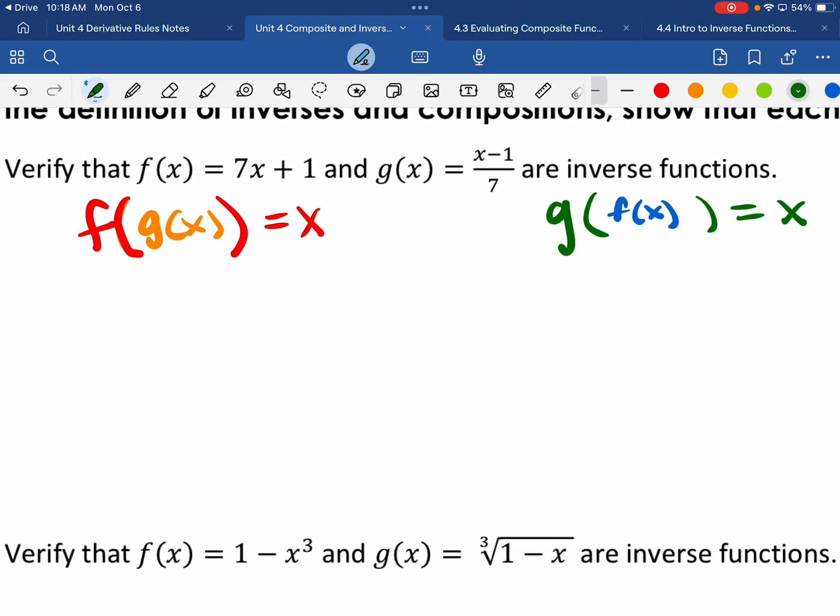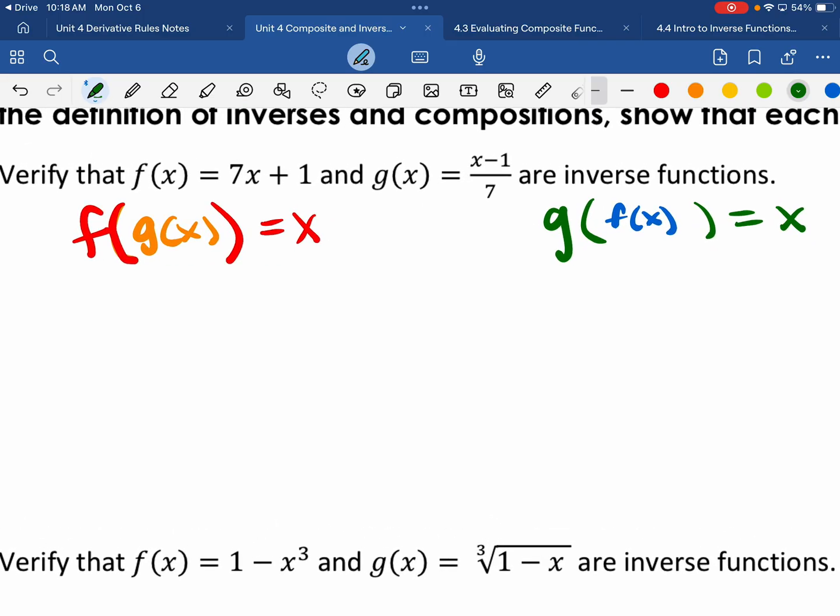So this is where the composites come in. For this first one, we're going to take this fraction here, the x minus 1, and plug it into f. So I've got 7, and then I have (x minus 1) over 7, plus 1. Now you have to do it in steps.